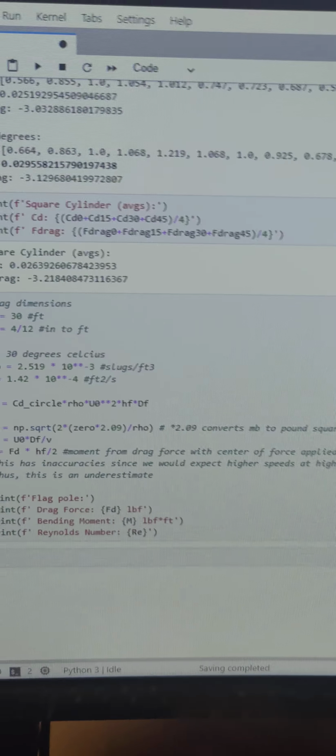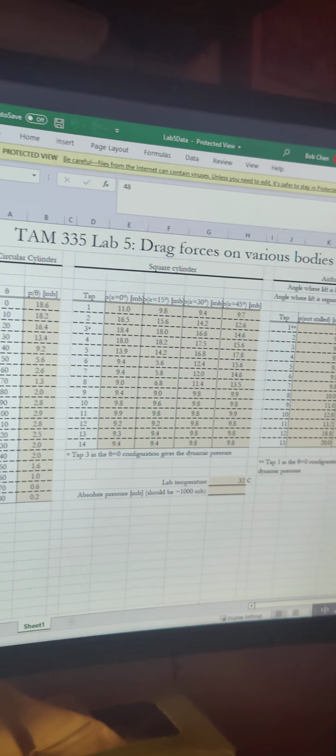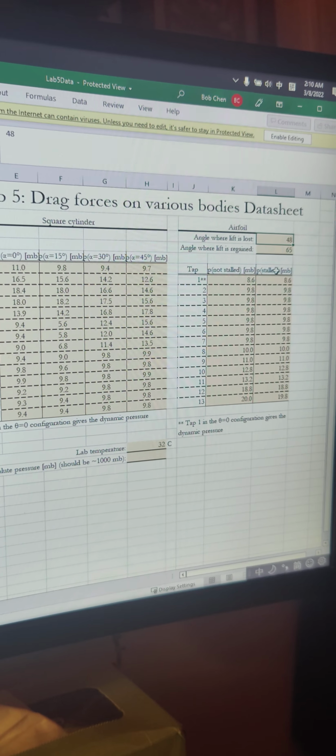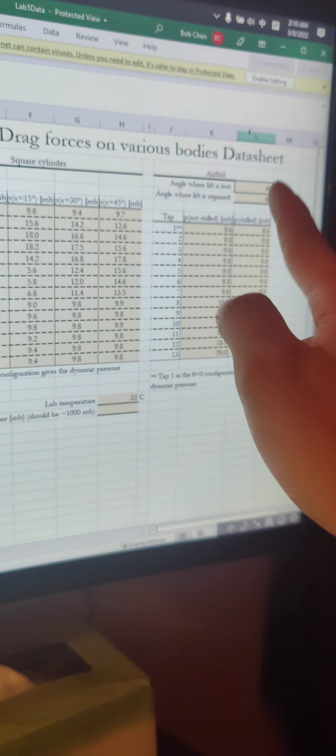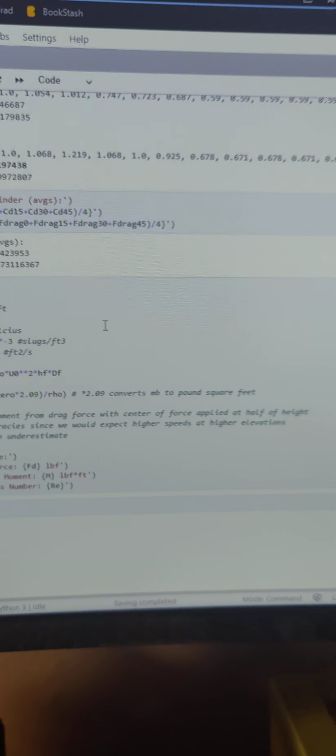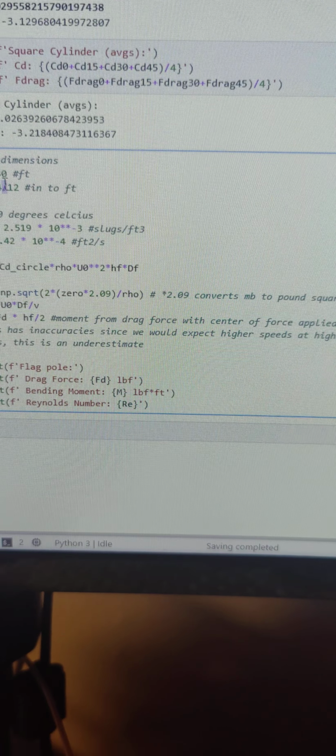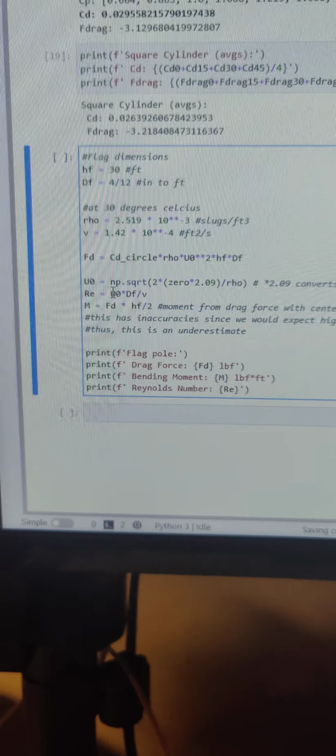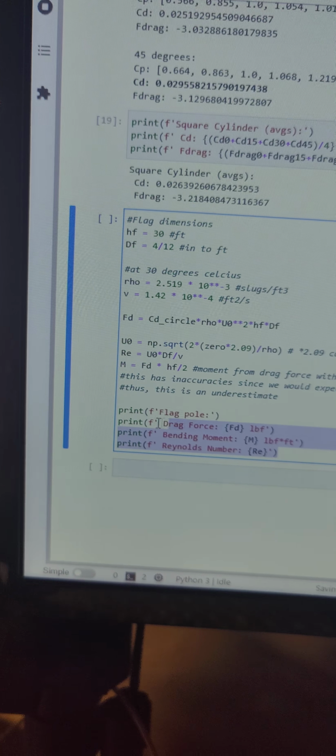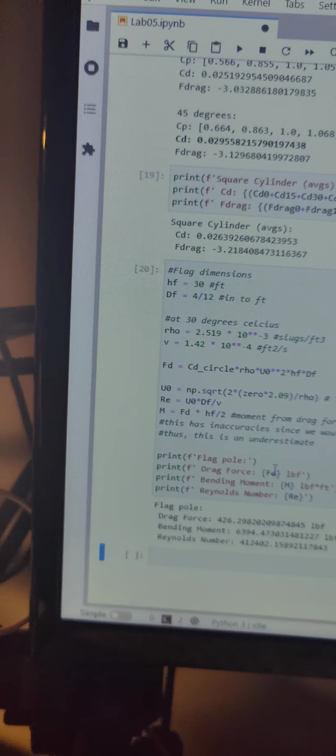Now, if we're talking about our airfoils, the angle at which we completely lose lift is at 48 degrees. And then you don't regain lift until you go all the way back to 65 degrees. So that's crazy. And if we take our cylinder model and we apply that to a flag that's 30 feet tall and about a diameter of 4 inches, we can take that model and we can find our drag force, our bending moment, and our Reynolds number.